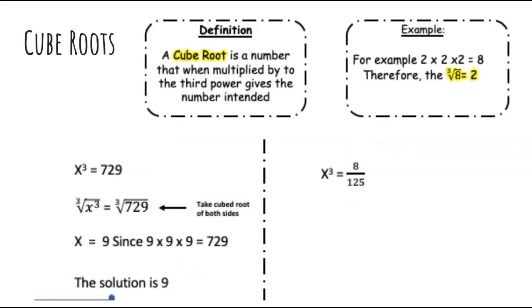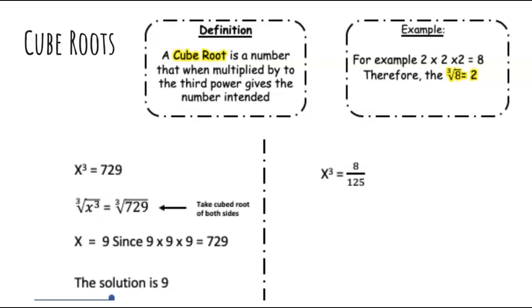So we also have a term called cube root. And cube roots and square roots are related. The difference is a cube root is a number that when multiplied to the third power gives the number intended. So instead of squaring it, we're going to cube it. We're going to multiply it 3 times. Okay, and let's take a look at an example here.